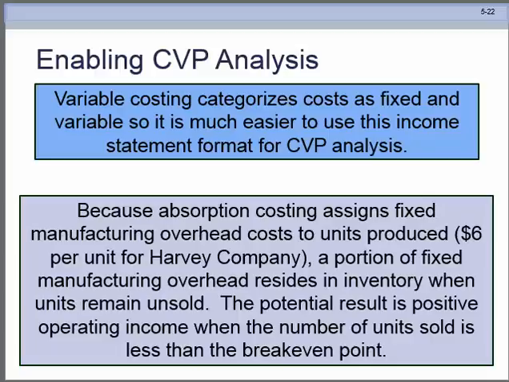So what does that really mean? Absorption costing, because of the way that the fixed manufacturing overhead is treated, can potentially yield a net operating income that is positive even though we didn't produce enough units. That has to do with the way that the beginning and ending inventories are treated under absorption costing.